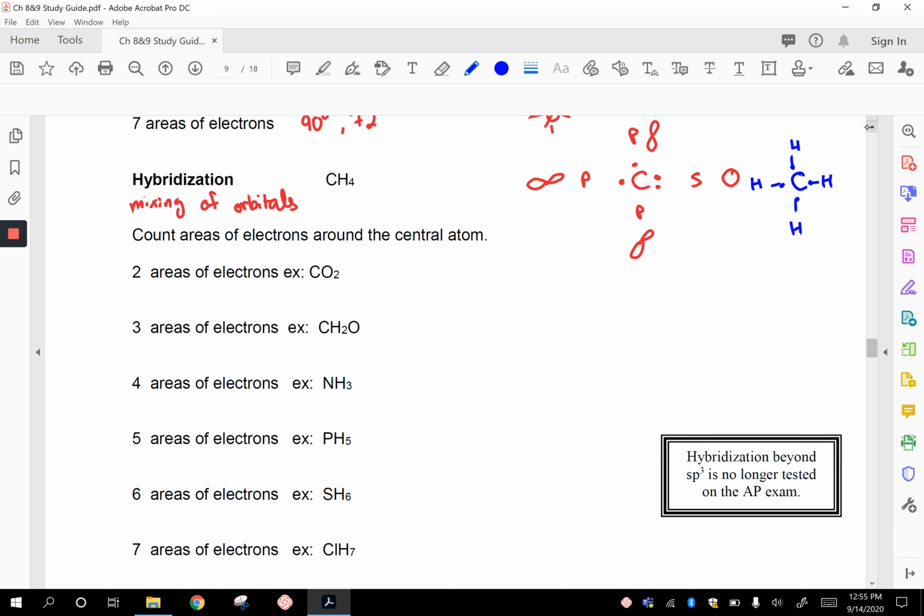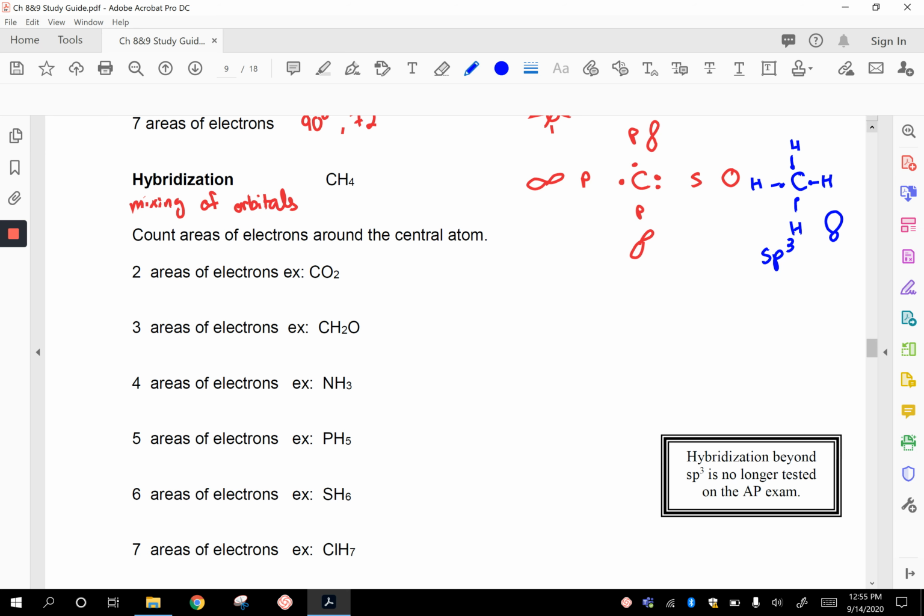But in reality, it turns out that all 4 of these look the same. Their electron density looks the same, and they look like a kind of hybrid between an s and a p like that. And so they said, oh, it looks like these 4 orbitals mixed together, and since there's an s orbital and 3 p orbitals, we're going to call that hybridization sp3. So each of these orbitals is an sp3 hybrid.